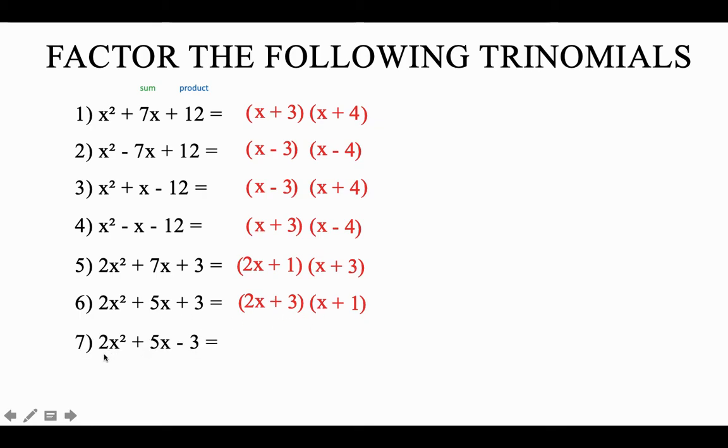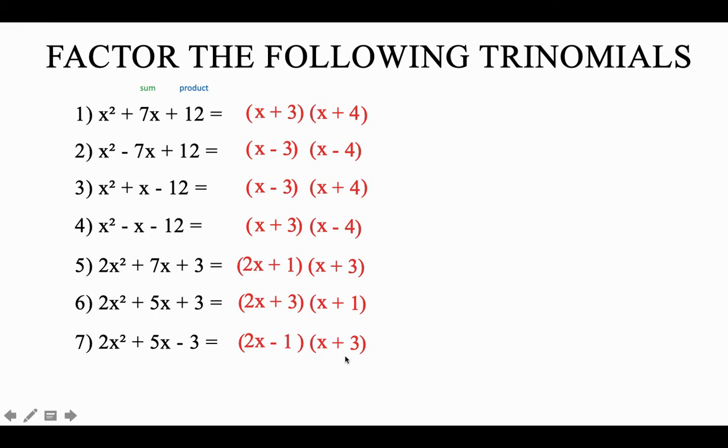For number 7, the factors of 2x squared are 2x and x. The factors of negative 3, so it's a different operation, it's negative 1 and positive 3. Why did we choose this? Why not positive 1 or negative 3? So let us try this first, if it will jibe with our middle term.